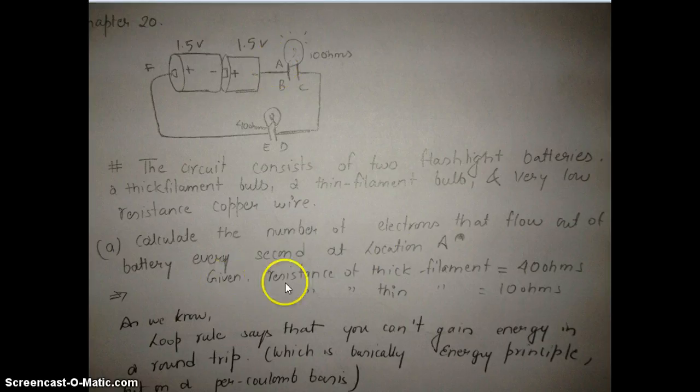So we are given the resistance of the thick filament equals 40 ohms, you can see, and for the thin filament it is 10 ohms. As you know, the loop rule says that you can't gain energy in a round trip, which is basically the energy principle but on a per coulomb basis. So the total volt in the round trip equals 0, which can be given by 2 EMF for the two batteries, minus I R10 for the thin filament, minus I, the current, times the resistance R40 for the thick filament, equals 0.